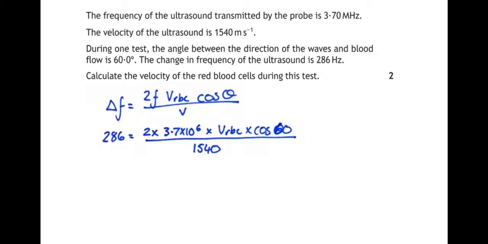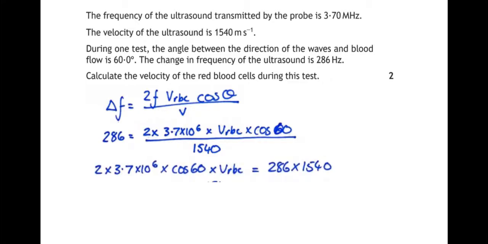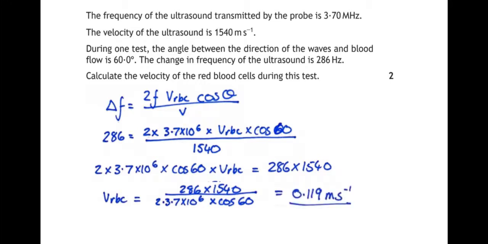We have to be aware that we're working out V RBC. This is a wee bit of a tricky bit of rearranging to do. We need to move that 1,540 to the other side. So we multiply the 286 by the 1,540, leaving us with 2 times 3.7 times 10 to the power 6 times cos 60. And then we can divide across: 286 times 1,540 divided by 2 times 3.7 times 10 to the power 6 times cos 60. And that gives us a velocity of 0.119 meters per second for the red blood cells.